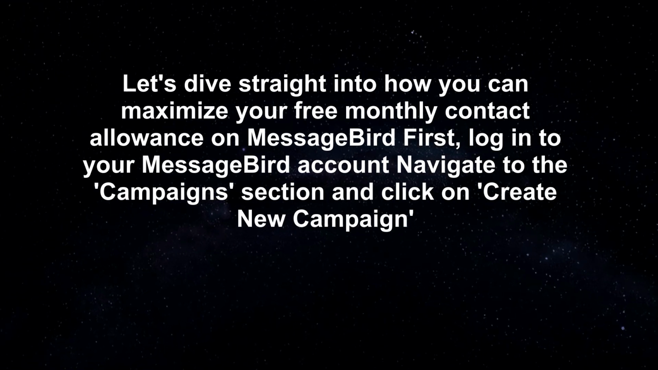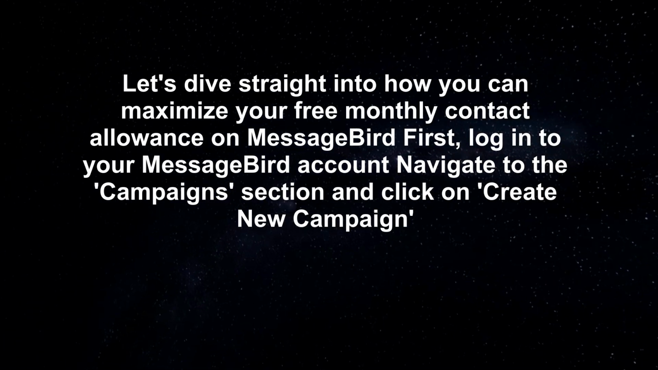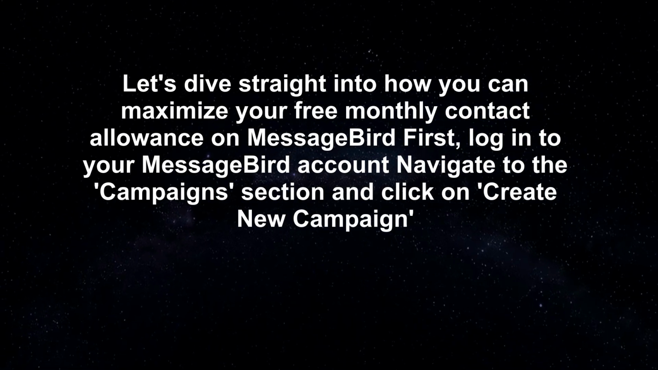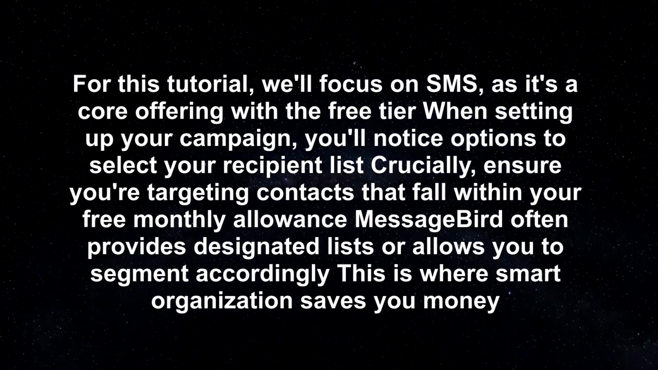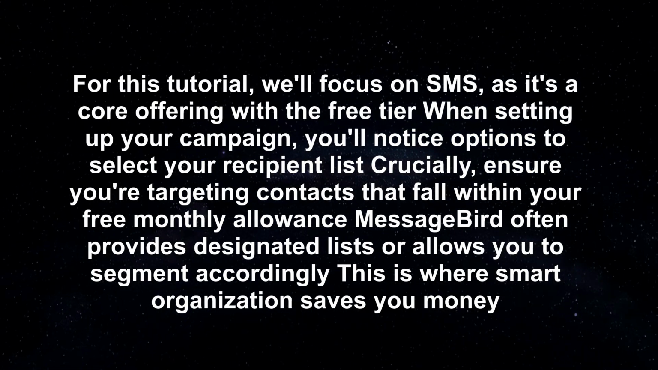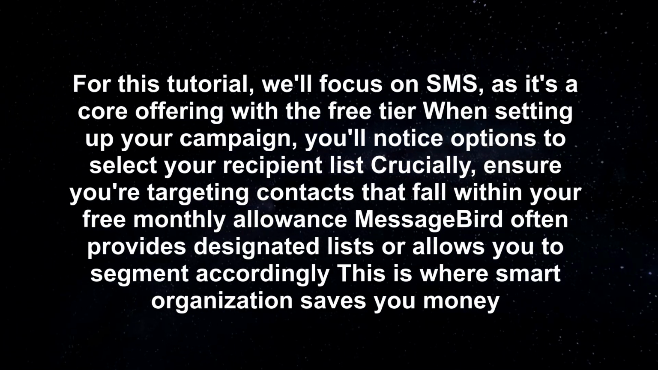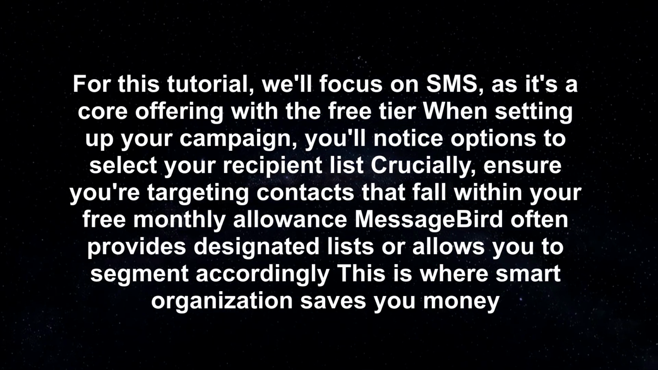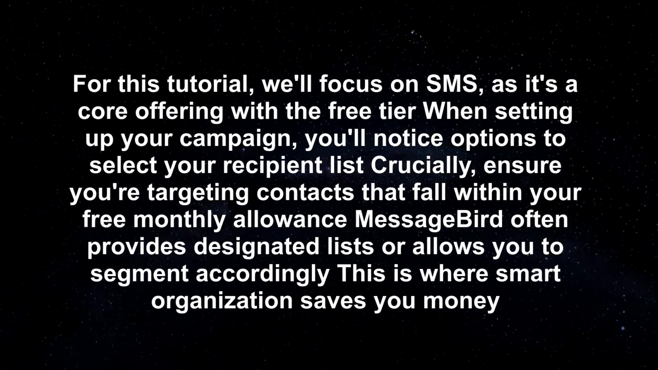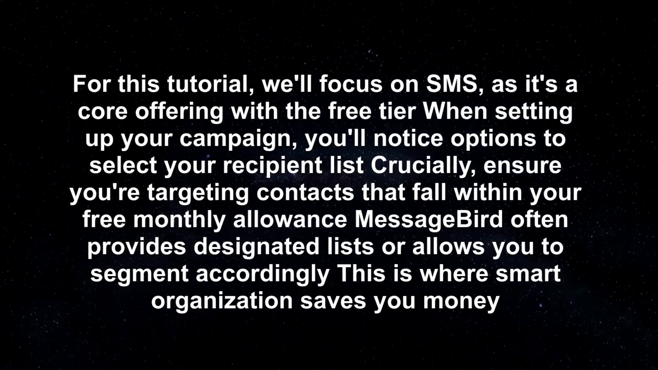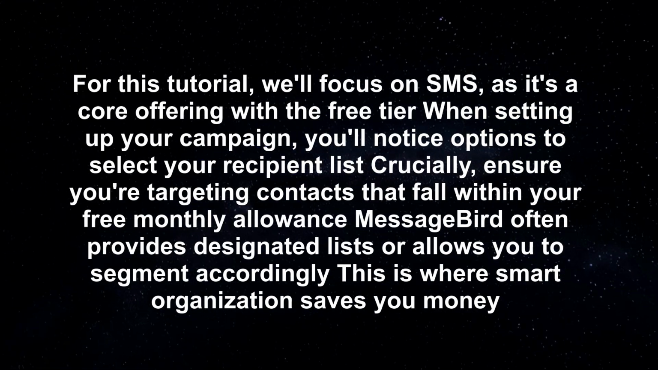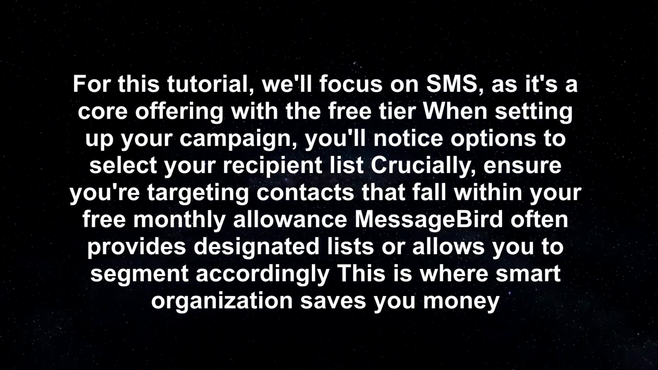Log into your Messagebird account, navigate to the Campaigns section, and click on Create New Campaign. For this tutorial, we'll focus on SMS, as it's a core offering with the free tier. When setting up your campaign, you'll notice options to select your recipient list. Crucially, ensure you're targeting contacts that fall within your free monthly allowance. Messagebird often provides designated lists or allows you to segment accordingly.